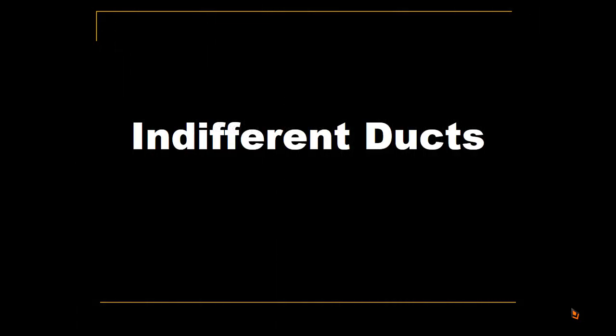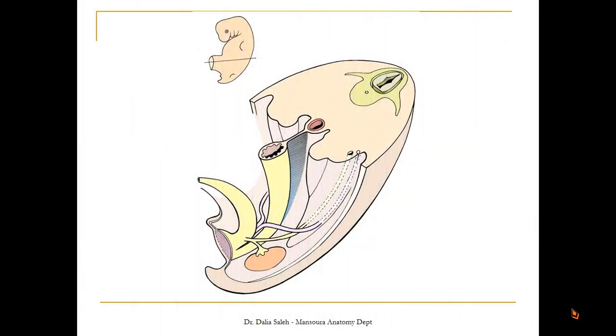Starting with the indifferent stage in the development of the duct system. By indifferent stage or indifferent ducts, we mean that at this point, the two duct systems, the mesonephric and the paramesonephric ducts, are present, and you cannot distinguish whether this embryo is male or female. So first, let's revise this simple diagram.